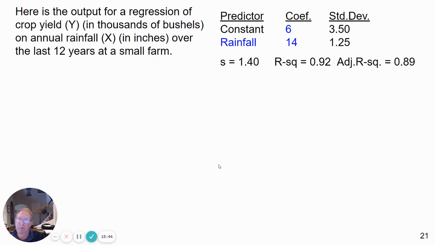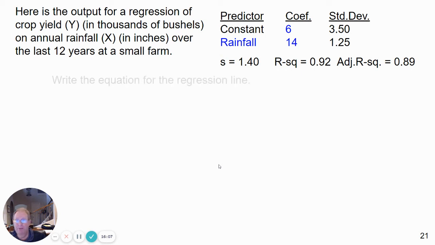So let's work through a problem here. This is the kind of thing that you might expect to see on problems in this unit. Here I have given you the regression output for this regression. It's the output for regression of crop yield, that's my y variable, in thousands of bushels, on annual rainfall, x in inches, over the last 12 years at some farm.